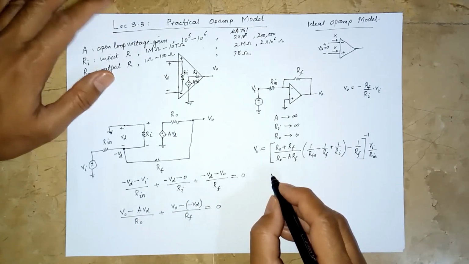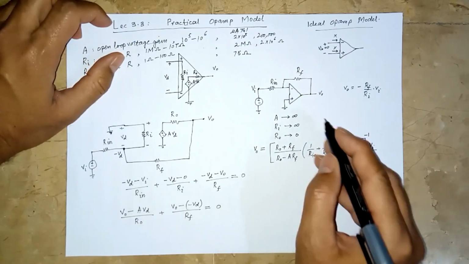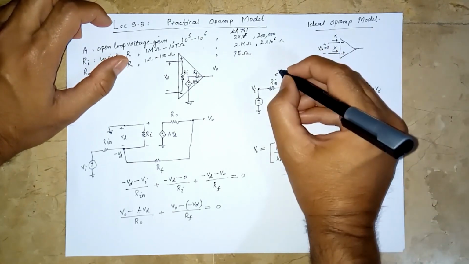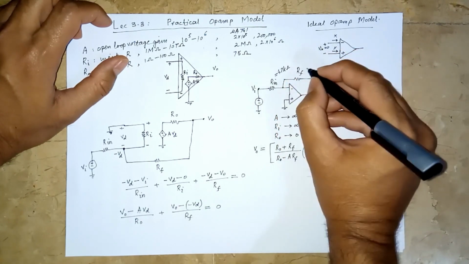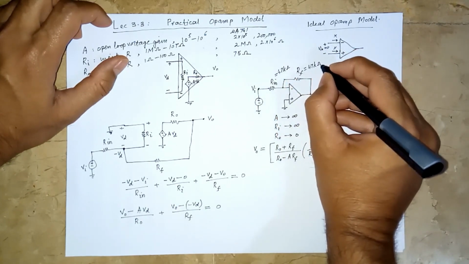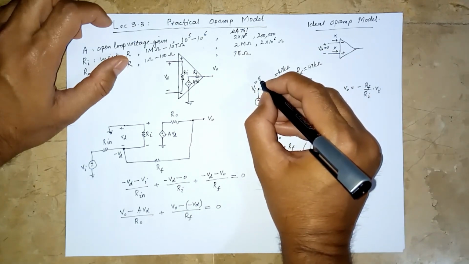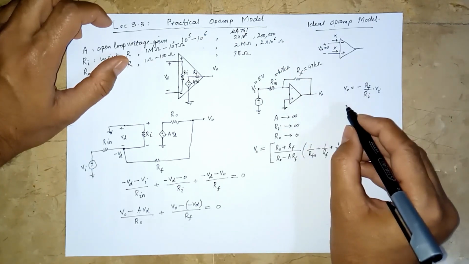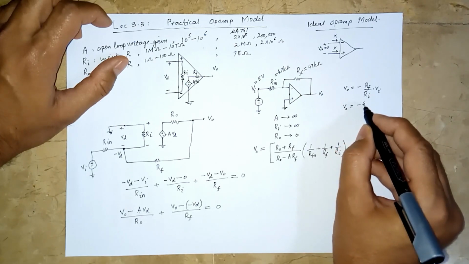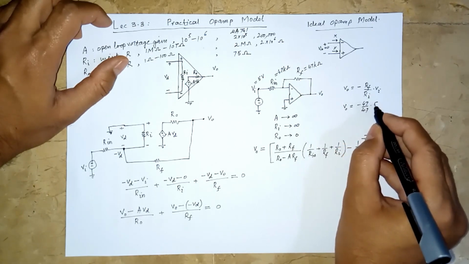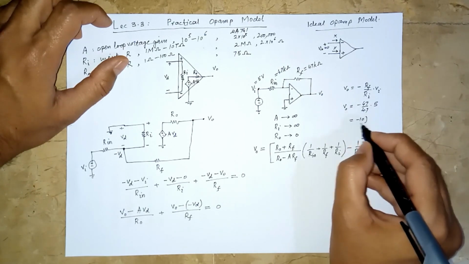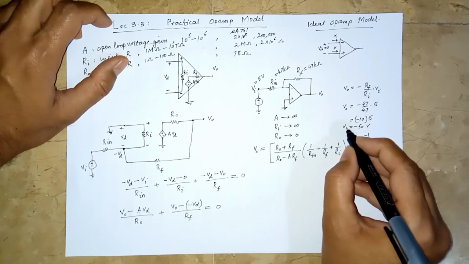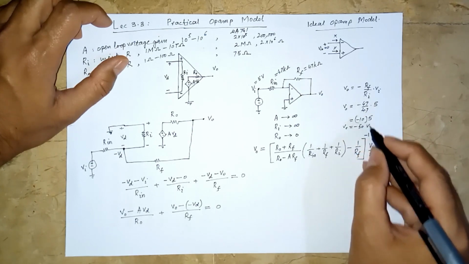So suppose we have this Rn to be equal to a 4.7 kilo ohm resistor, this Rf to be a 47 kilo ohm resistor, and this Vi is a 5-volt source. Then using the ideal op-amp characteristic, we can find Vo to be equal to minus 47 over 4.7 into 5, that is minus 10 into 5, or minus 50 volts. Here the gain is negative 10.